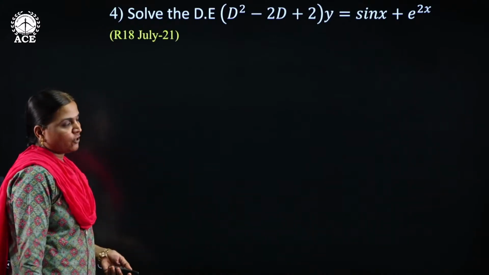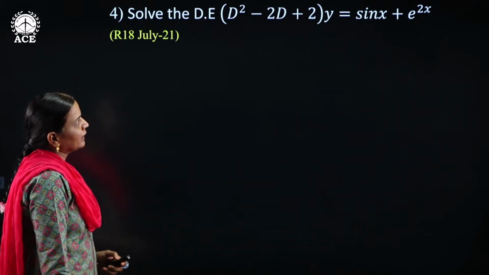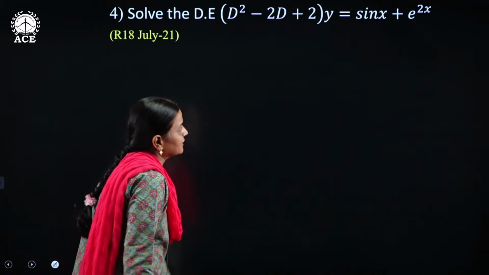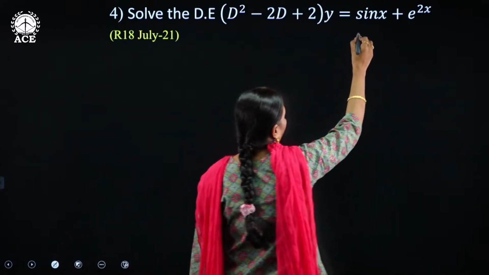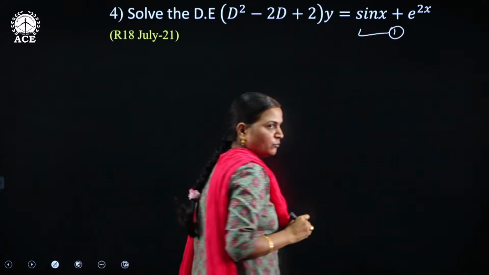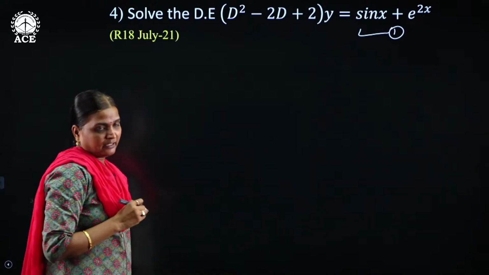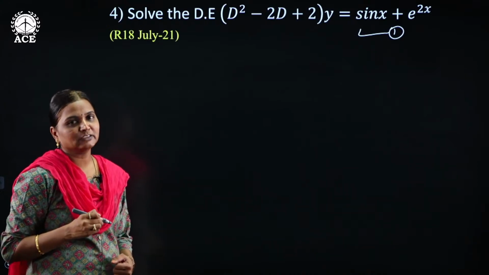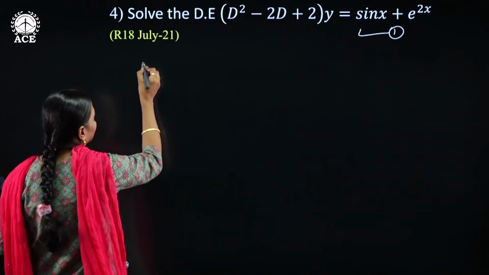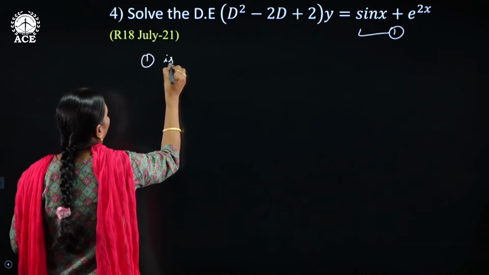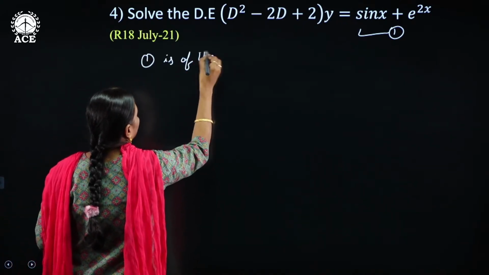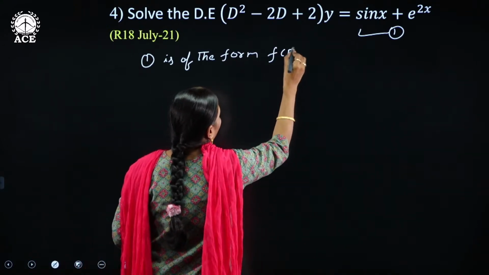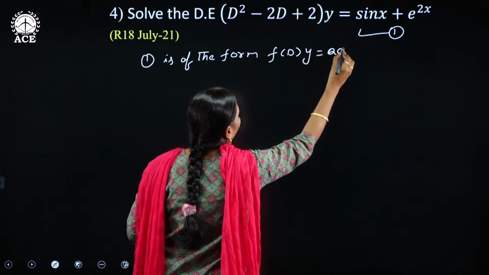Next question, solve: D square minus 2D plus 2 into y equal to sin x plus e power 2x. Consider this as equation 1. It is non-homogeneous, and here in the particular integral, q of x contains two different terms. In this case, how to find the particular integral? See here, equation 1 is of the form f of D into y is equal to q of x.